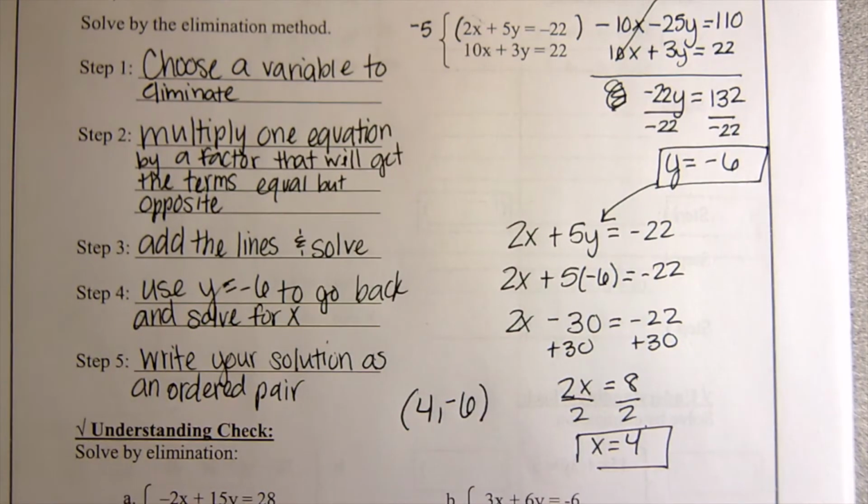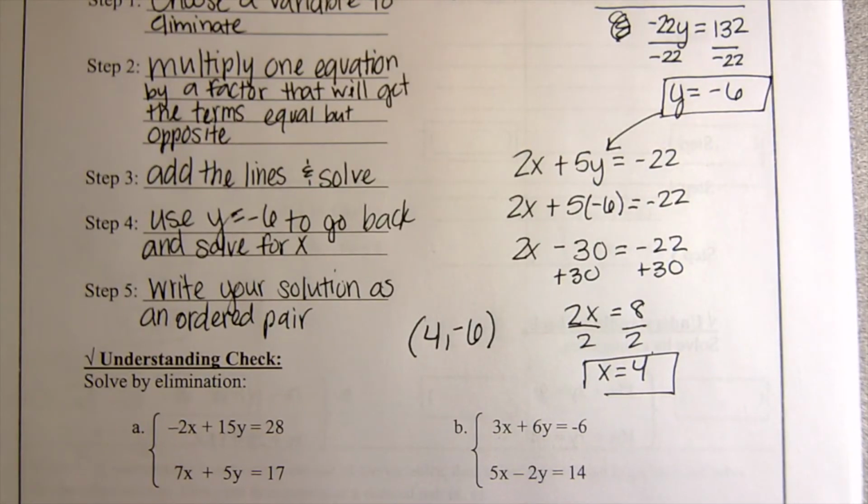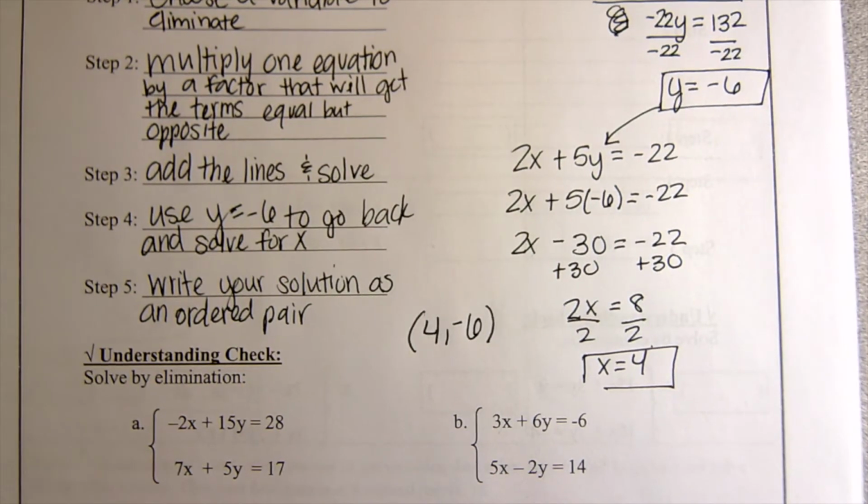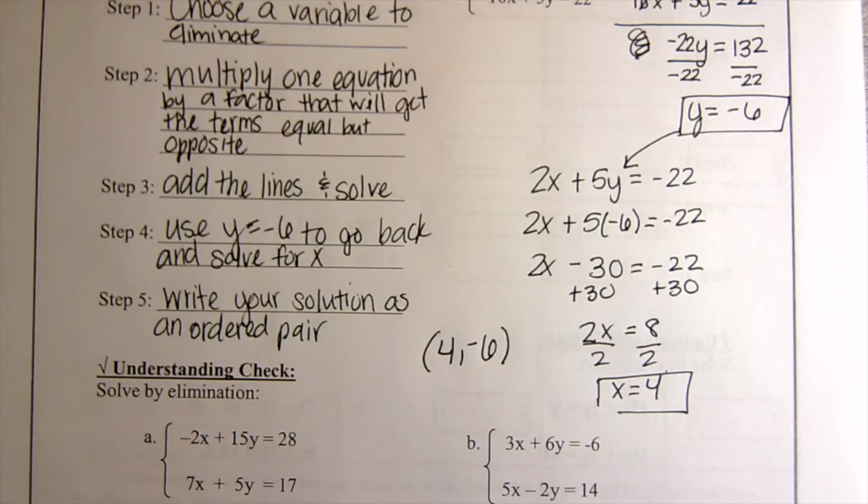Okay, I'm going to help you get started on A. Which variable do you think you want to eliminate? Y. So you want to get both of them to be what number? 15. Okay, so that's a good start. Go ahead and work A and B at the bottom.